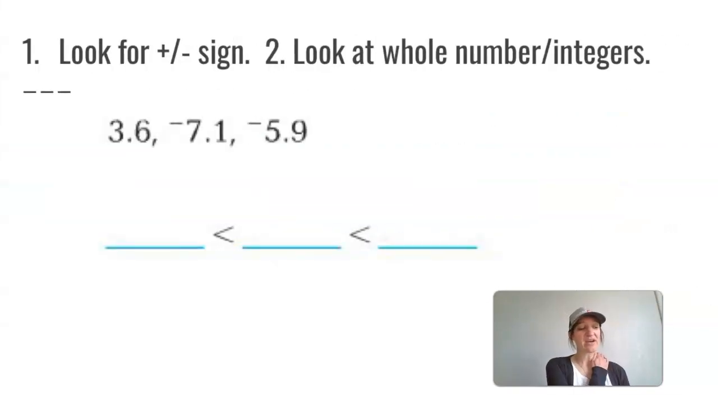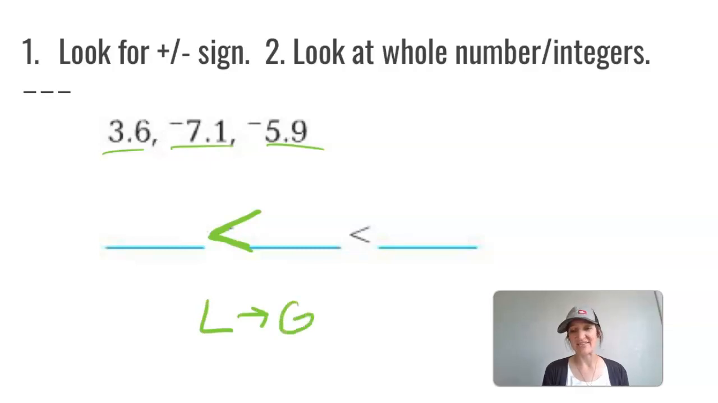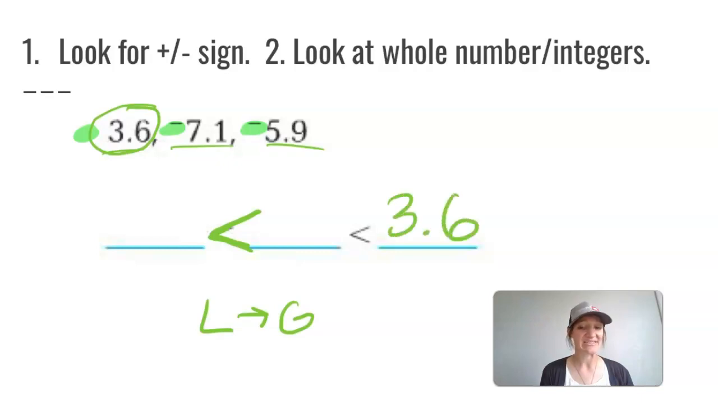Okay, so when we need to compare them or order them, if we have two or more, it's called ordering. We have three numbers here that we're going to order, and they want it in this order. That's a less than symbol. So they want it from least to greatest. As I look, even with more than two numbers, I'm still looking to see if there's a difference in the positive and the negatives. And there is one positive number is all. The other two are negatives. So that tells me that 3.6 is going to be the greatest number.